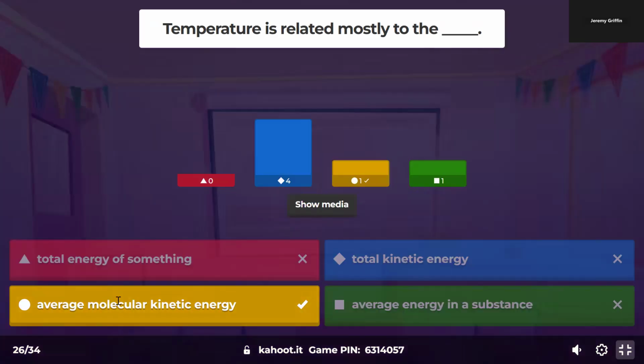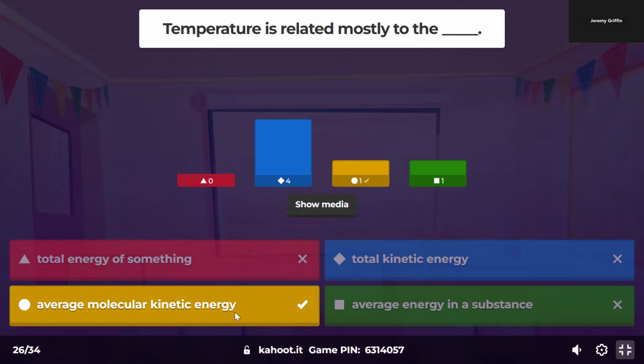Temperature is mostly related to average molecular kinetic energy. So how hot or cold does something feel? The theory here goes, if you could zoom down to the atomic scale, if you saw those atoms vibrating very quickly, that would correspond to a high temperature. If they were vibrating more slowly, that would correspond to a lower temperature. And it wouldn't matter how much material there is. What matters is, on average, how fast are the molecules vibrating.